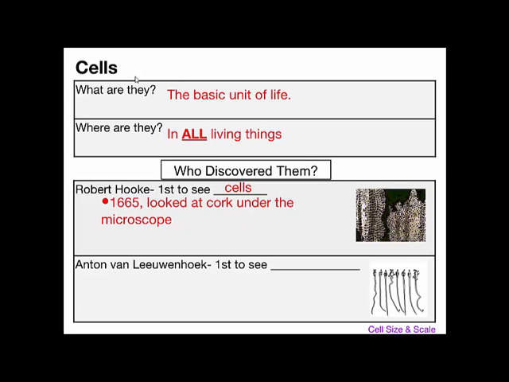Robert Hooke was using a microscope to look at a variety of things. One of the things he looked at was cork. Okay? Cork. Well, this is a cork board. I have some cork somewhere, I'll look for it. But cork, where does it come from? It comes from a plant. It comes from a tree. It comes from the bark of a tree.